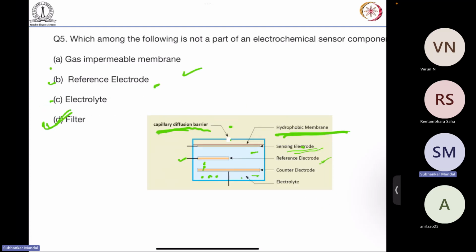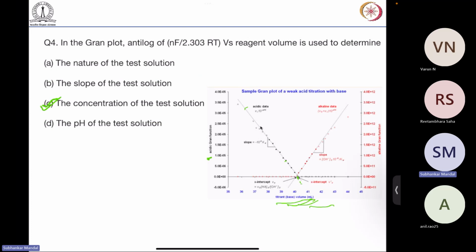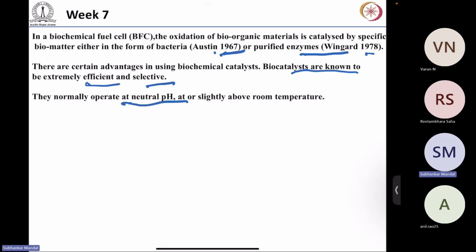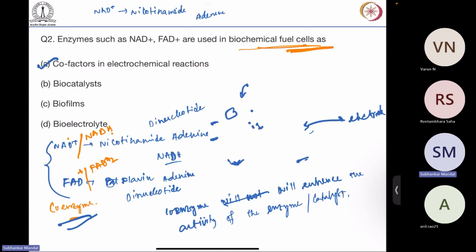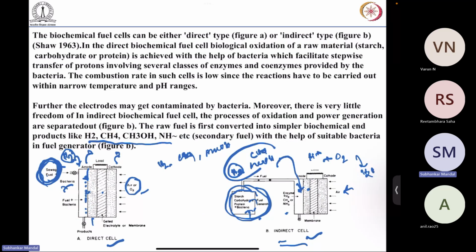Then we have discussed electroplating. So basically you have the 2 electrodes, and electrosensing application, and then Grant's plot, how to calculate the concentration of the analyte, all these things. Then in week 7 we have discussed the biochemical fuel cell. So all this information we have discussed. Then different types of biochemical fuel cell like indirect cell, direct cell, all these things we have discussed. Recently we have discussed these things.